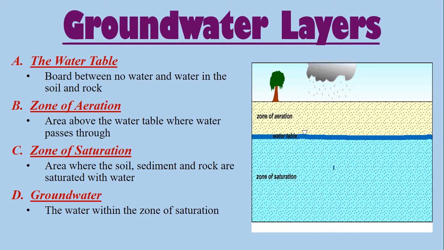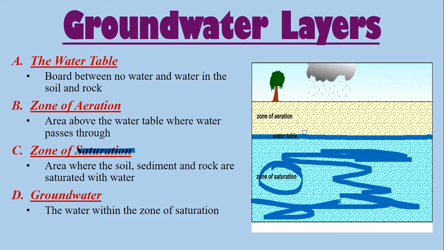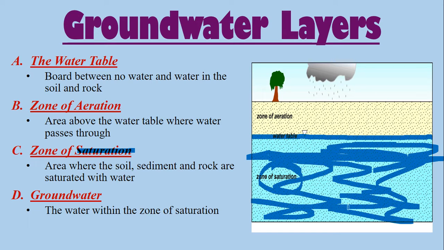The zone of aeration is above the water table. Water passes through it, but that's not where the groundwater is going to be located. Zone of saturation, if you think of the word saturation, you think of water, you think of being waterlogged, is the area where the soil, sediment, and rocks are saturated with water. You can see that right here. And groundwater is, of course, all the water in the zone of saturation. All this blue over here is the groundwater, the water that is fresh water and can be used for drinking.